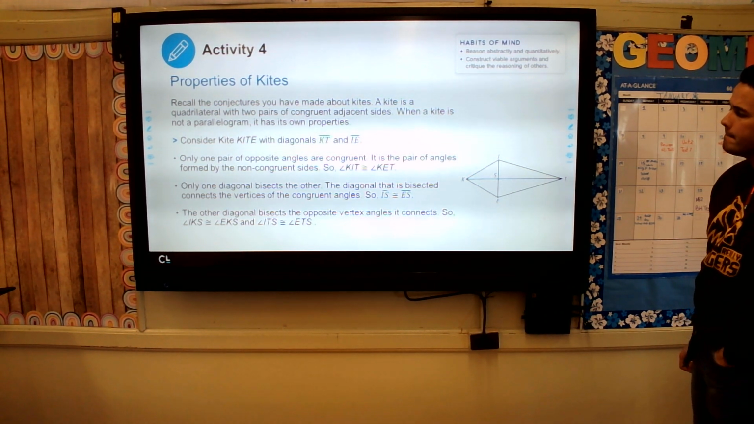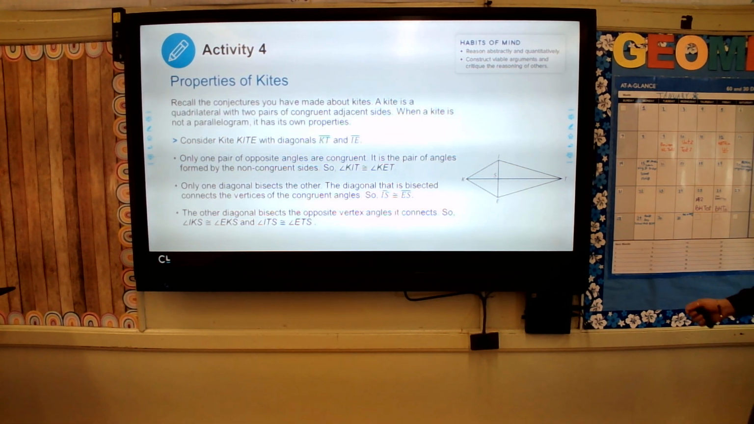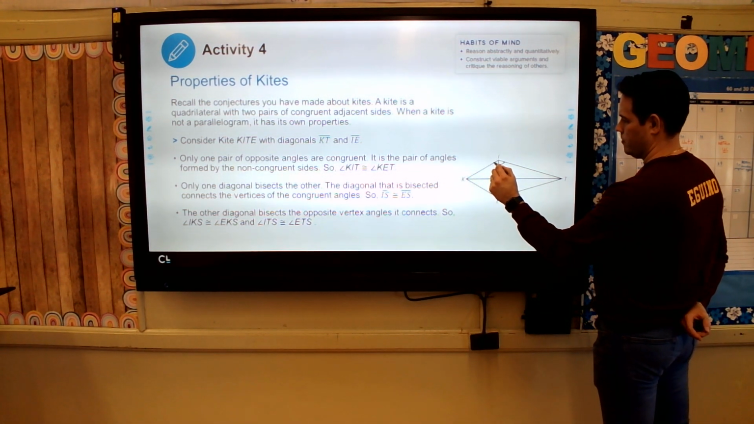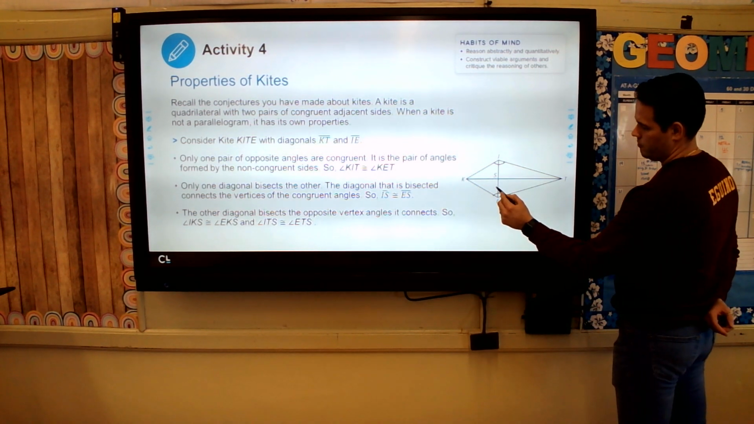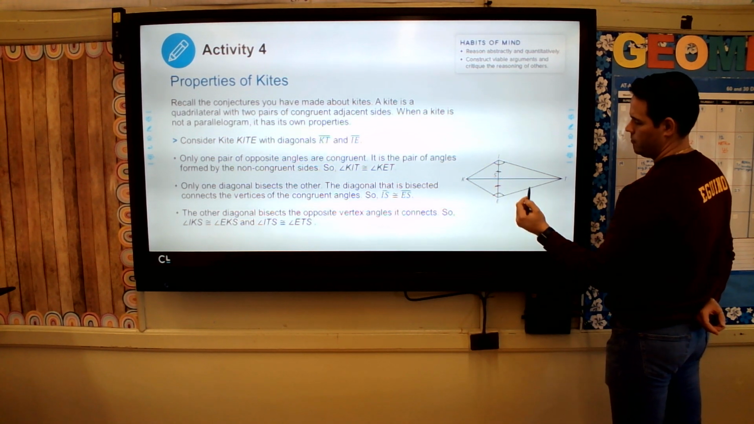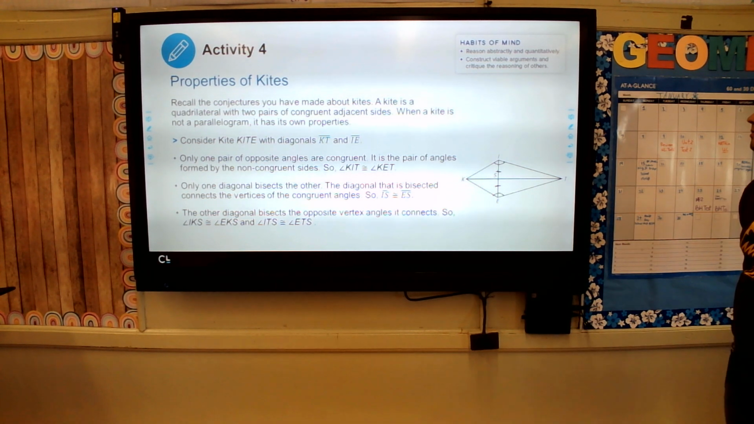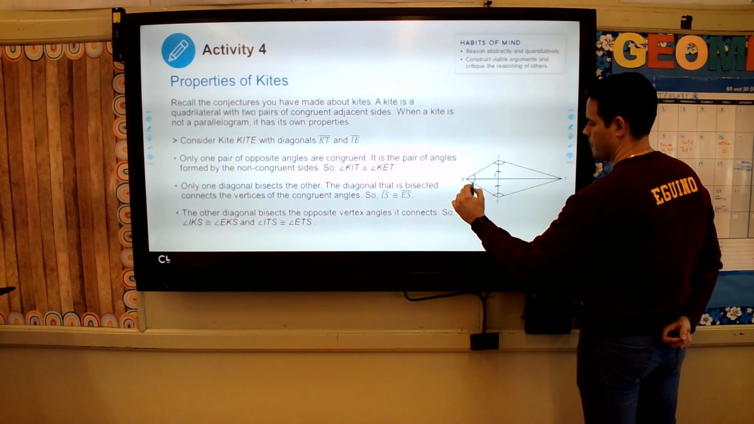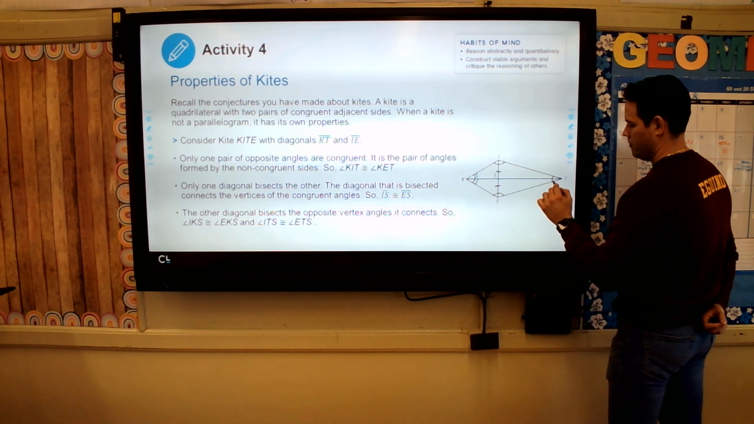Only one pair of opposite angles are congruent. It is the pair of angles formed by the non-congruent sides. So, angle KIT is congruent to angle KET. Only one diagonal bisects the other. The diagonal that is bisected connects the vertices of the congruent angles, so line segment IS is congruent to line segment ES. The other diagonal bisects the opposite vertex angles it connects. So angle IKS is congruent to angle EKS, and angle ITS is congruent to angle ETS.